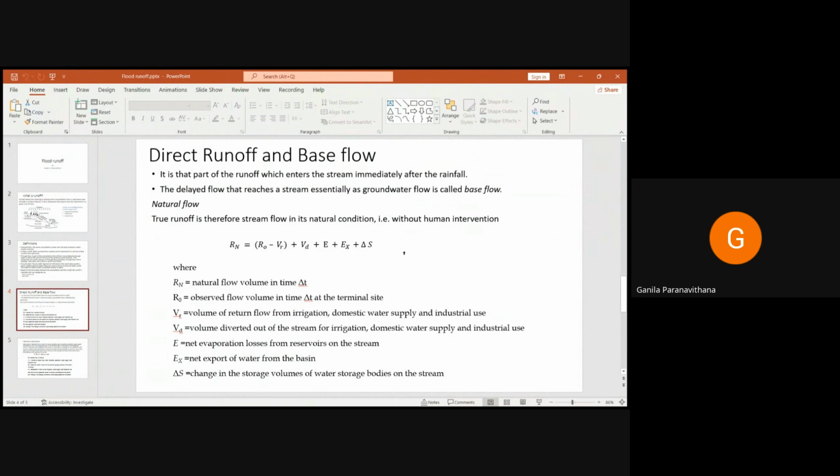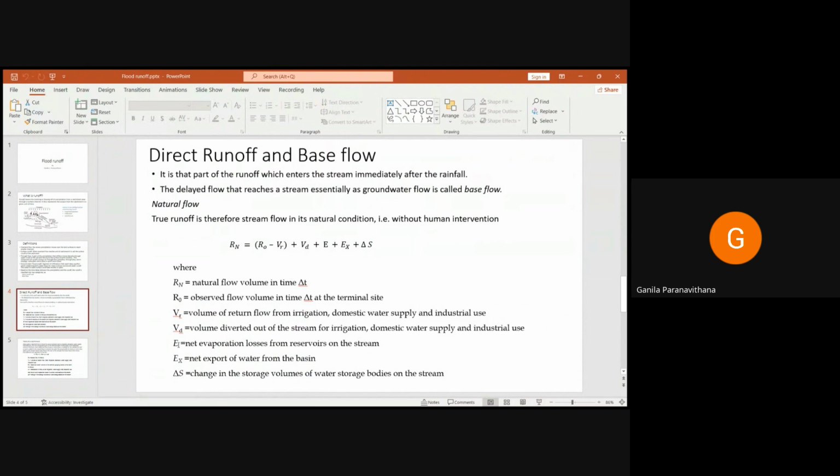Now, if there is irrigation taking place or domestic water supply, part of the supplied water will come back as runoff. So that needs to be deducted, because if we embed that in the natural flow, we will call it the yield, and I will give you the equation for yield in the next slide. Now VD is the volume diverted out of the stream for irrigation. If somebody is diverting the water from that stream for irrigation, that needs to be added.